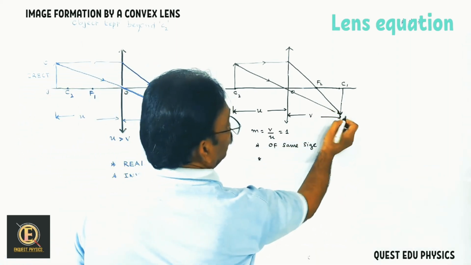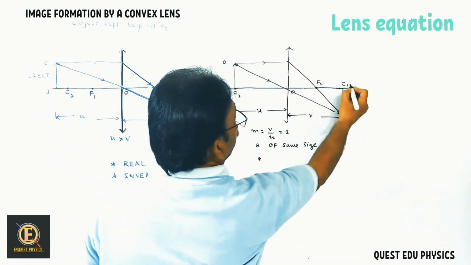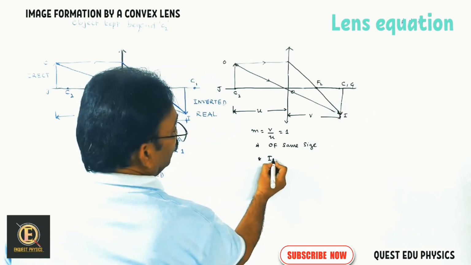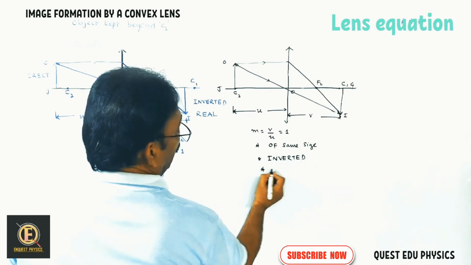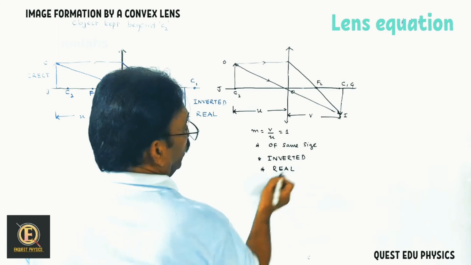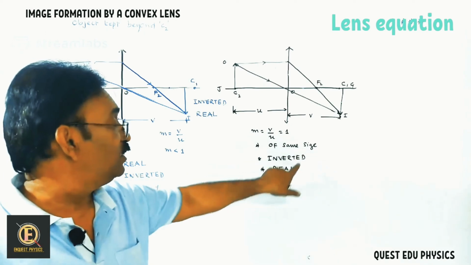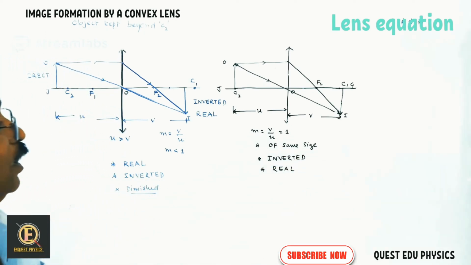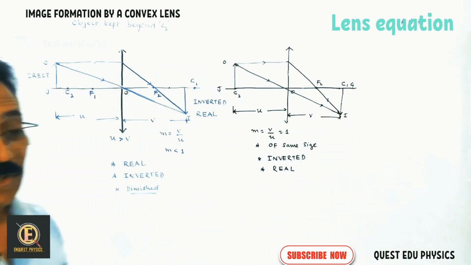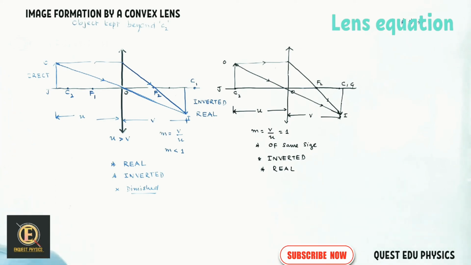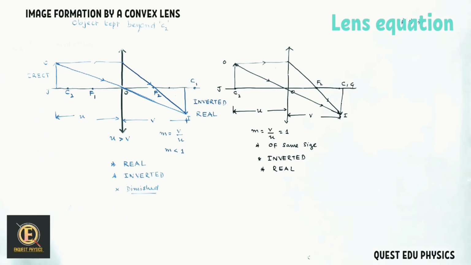And the same thing we have to apply here. It is the top head. It is O, and it is I. Inverted. And the third one, it is real. Okay students, it is of same size, inverted and real. In this way, you can find out the image position. Okay students, let's see one more case. I hope you understood the second case, and we are going with the third.